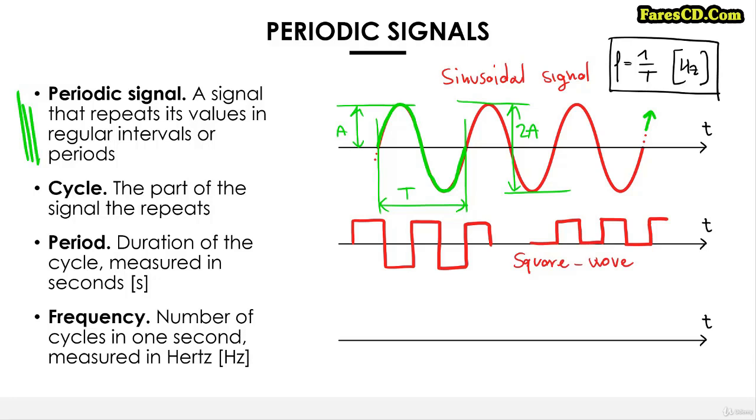Other type of notable signals are the triangular signal, which looks like this. So you see the cycle is a triangle that keeps repeating. So this is triangular. And then another type of periodic signal is the sawtooth waveform, which looks like this.